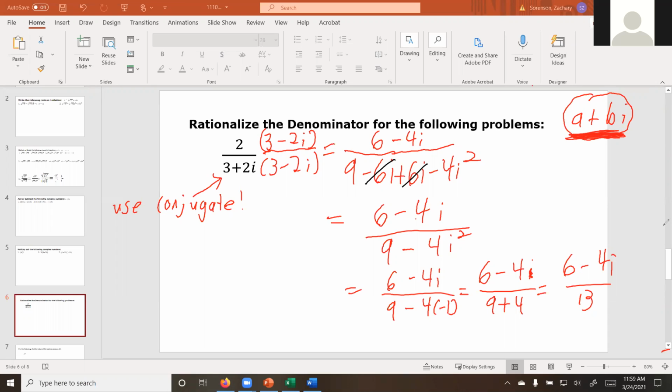And so what my math lab will probably want and what is technically correct would be 6 over 13 minus 4 over 13i. So all I did is break up my fraction into 2 pieces. I don't really do anything in this step. If there is any simplification of fractions you can do, you should. And here I can't, so that's my final answer.